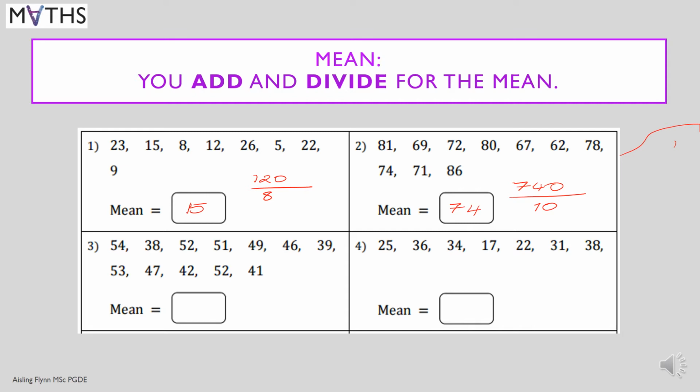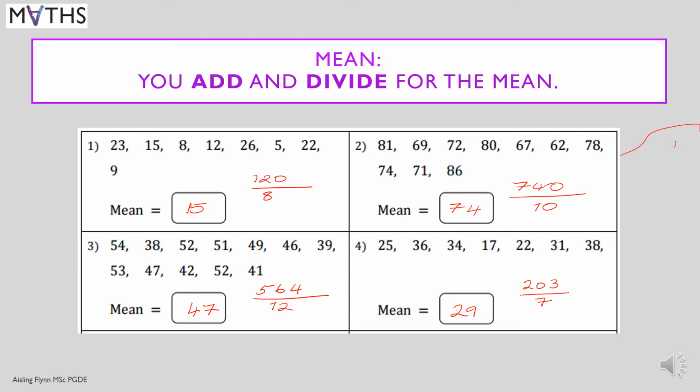For the third one, when you add all the numbers together, I got 564 and I have to divide by 12 numbers. And I got a mean of 47. And the last one, when you add all the numbers, you get 203 and you have to divide by 7. So I got 29. Now all the numbers turned out quite nicely. You got whole numbers, but you might get decimals.